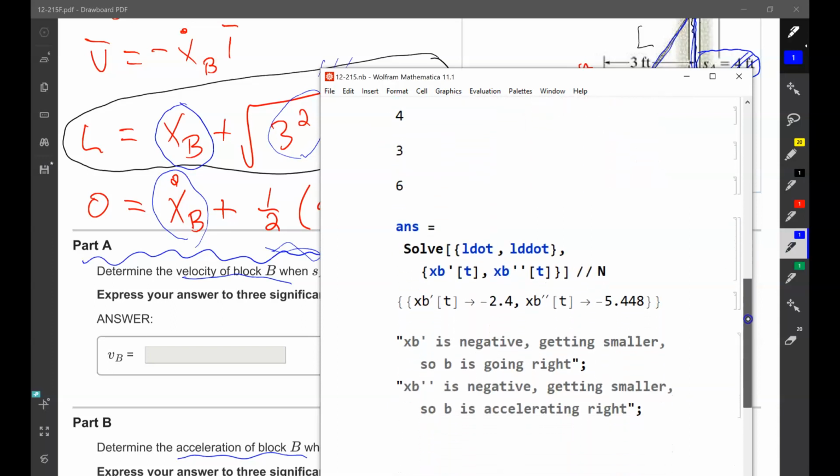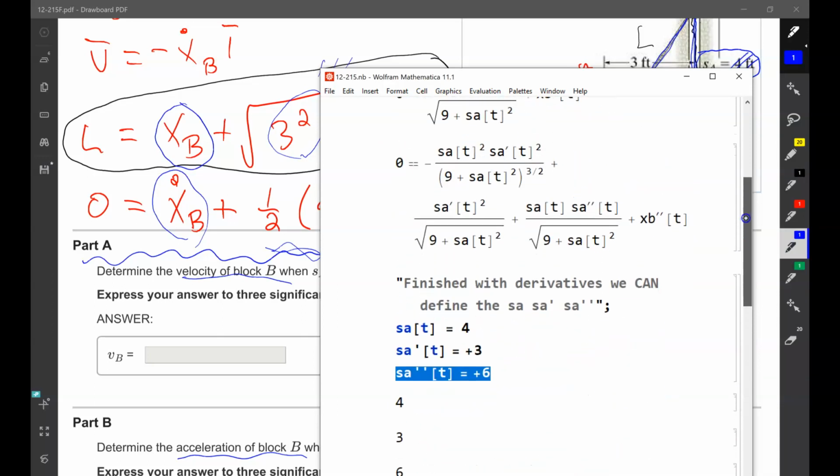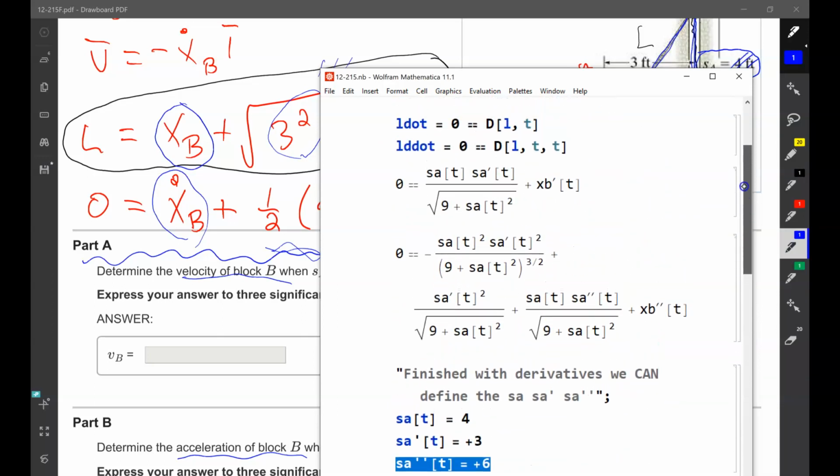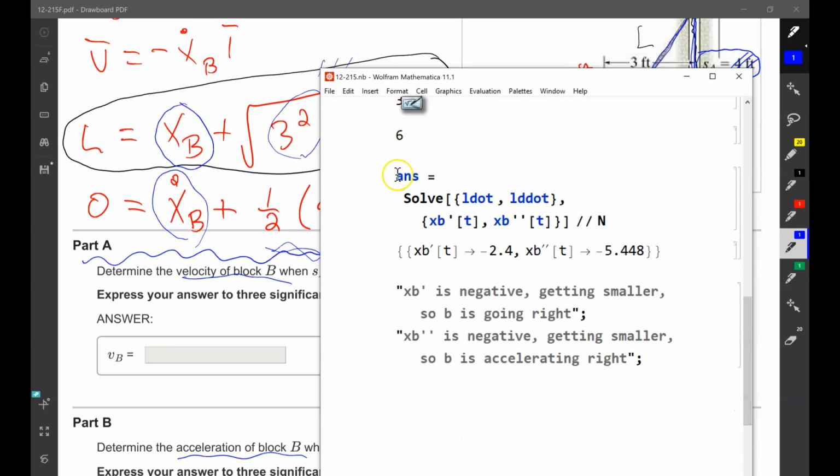So I define the values of S. And then all I do is I say I want to solve these 2 equations, L dot and L double dot. So I say the answer is equal to Solve, and you have a set of equations. That's why you have a curly brace there. Solve the first equation and the second equation for the 2 things that you want to find, XB dot and XB double dot. So you solve that. All this does here is say give it to me as a number rather than as a fraction. So XB dot, the way it solves it, is a negative 2.4.